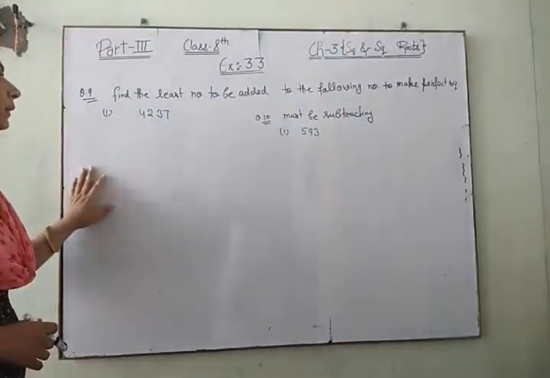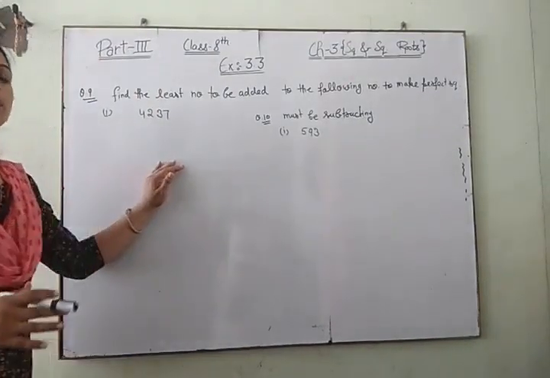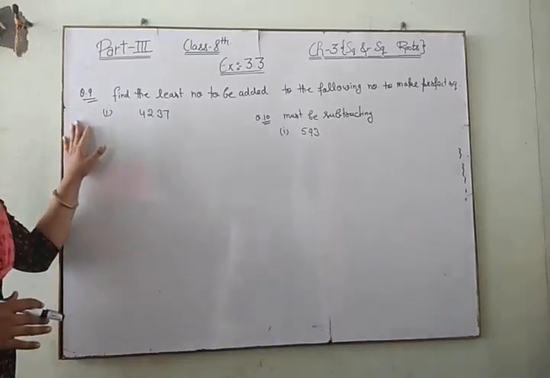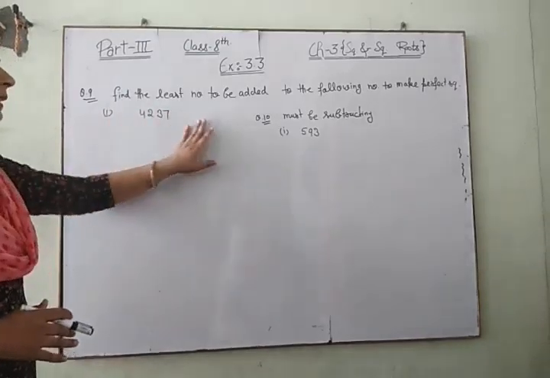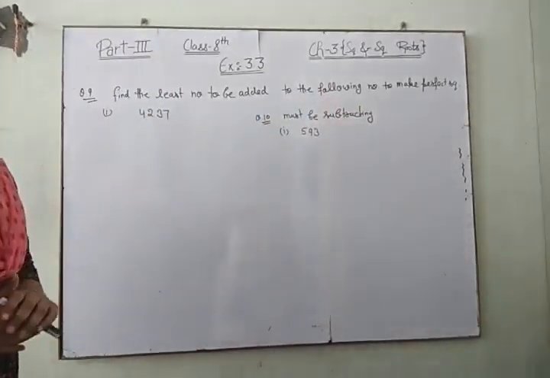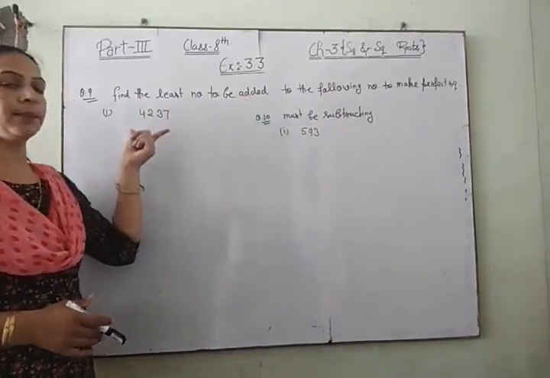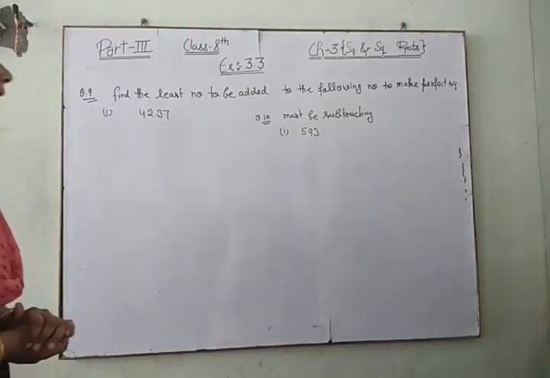Question numbers 1 to 5, 6 we already discussed, and the other questions are also of the same type. Today we can discuss question number 9. This is a different type. Find the least number to be added to the following number to make a perfect square. What least number is to be added to this number so that the resulting number is a perfect square?